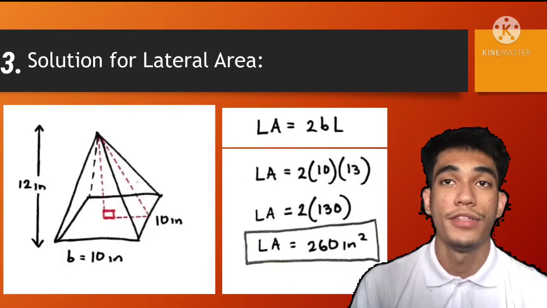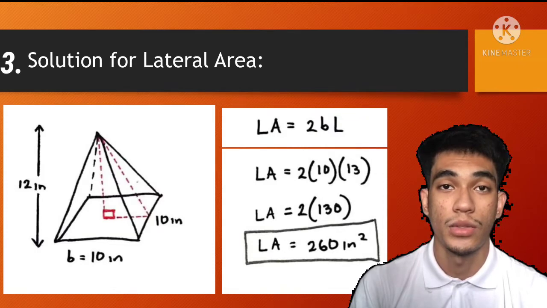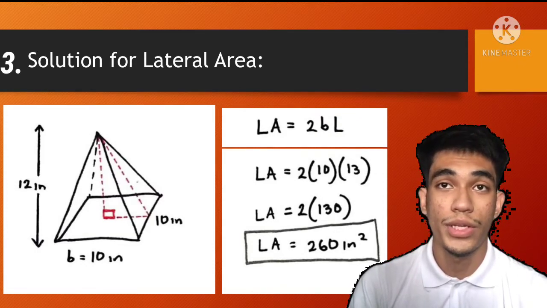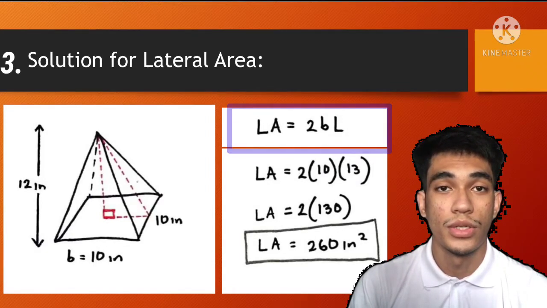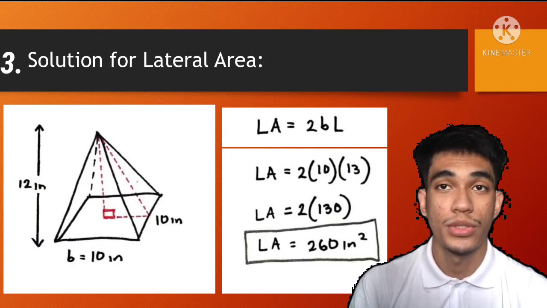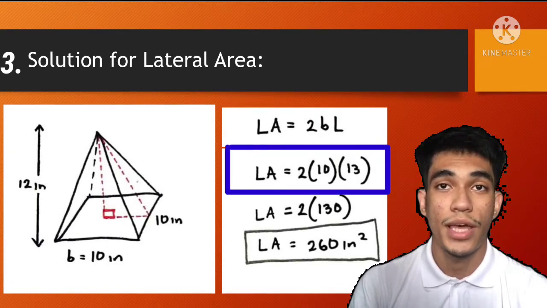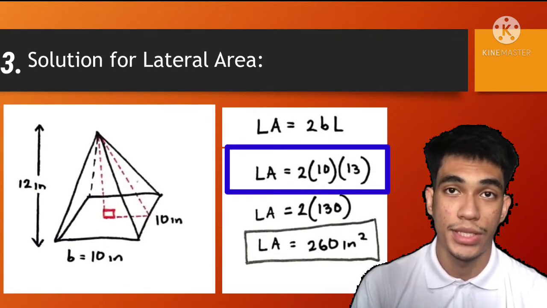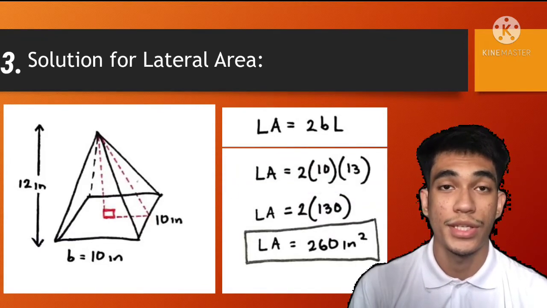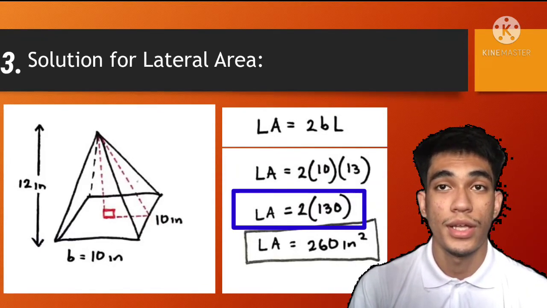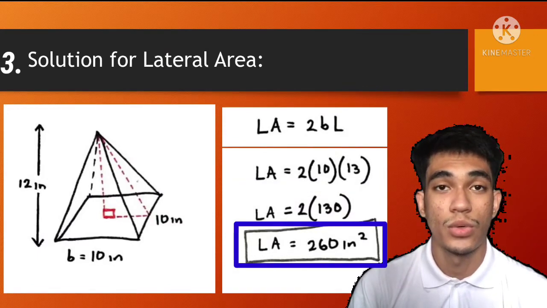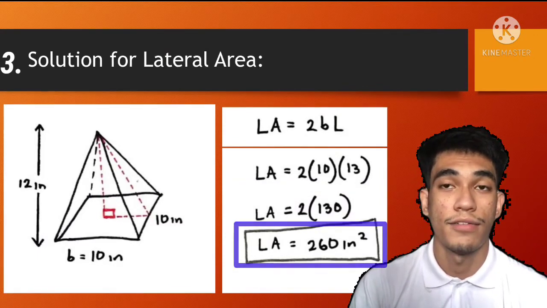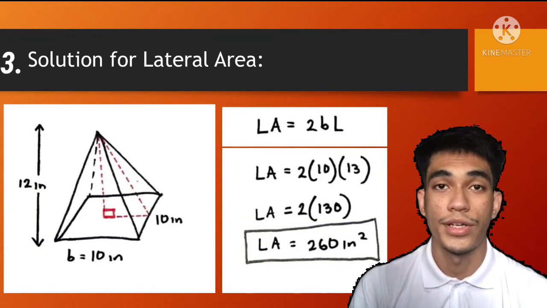Now that we have the value of our slant height, which is 13, we can find the lateral area using this formula. If we substitute, it's simply 2 times 10 times 13. 10 times 13 is 130 and 2 times 130 is 260. So our lateral area is 260 square inches.